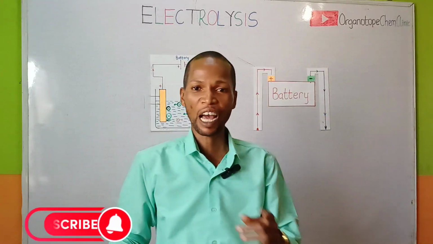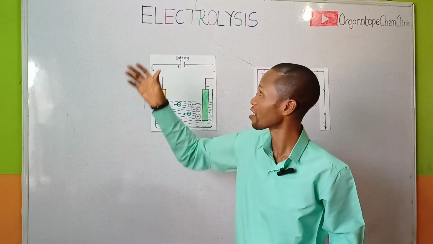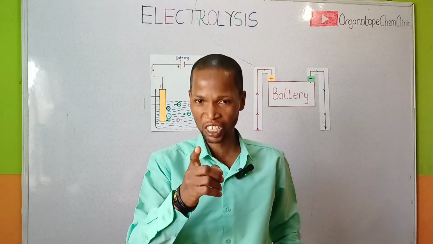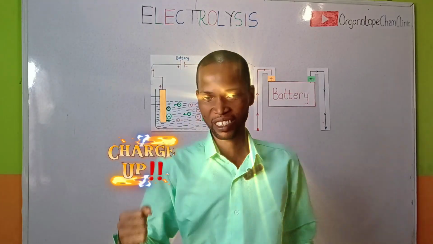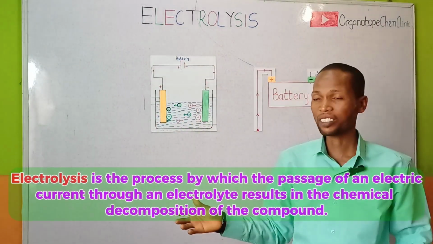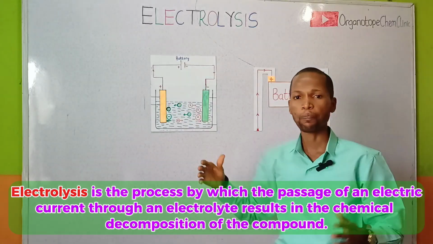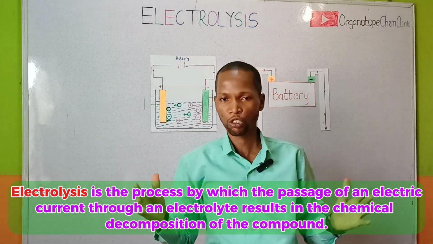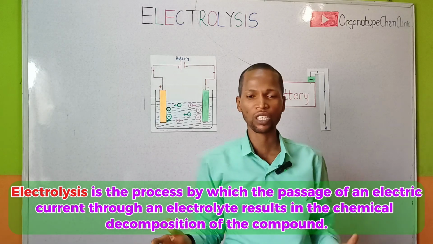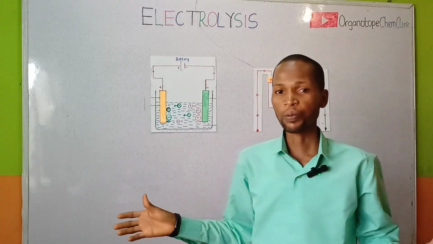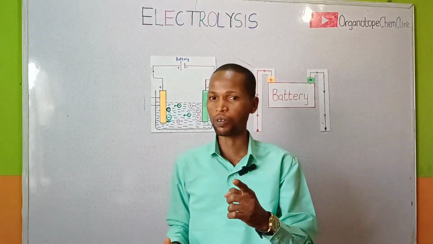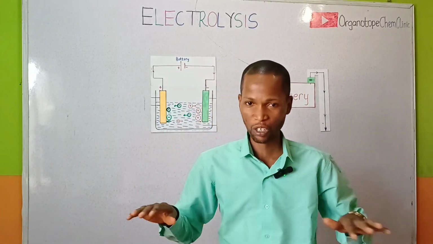In this video lesson, I'm exposing the simplest way to understand electrolysis without confusion, no stress, but just pure clarity. Now let's charge up. What is electrolysis? Electrolysis is the process by which the passage of electric current through an electrolyte results in the chemical decomposition of the compound. It is the process where electricity is used to make chemical change happen that wouldn't occur naturally.